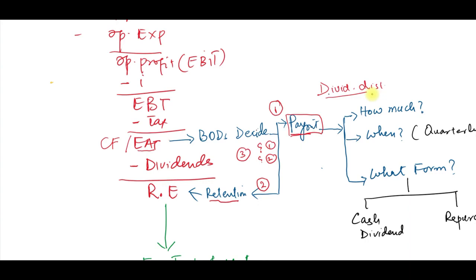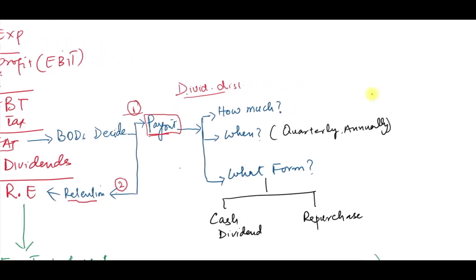Number one, the company needs to decide whether to pay or to retain, or in case the company wants to do both, the company has to decide how much should be the payout and how much should be the retention. So let's see. First we have payout. When companies are doing payout, they have to decide how much of this cash flow should be distributed, number one. Number two is when to distribute that. It means, should the company distribute it quarterly, should the company distribute it annually? What should be the frequency of distribution of this profit?